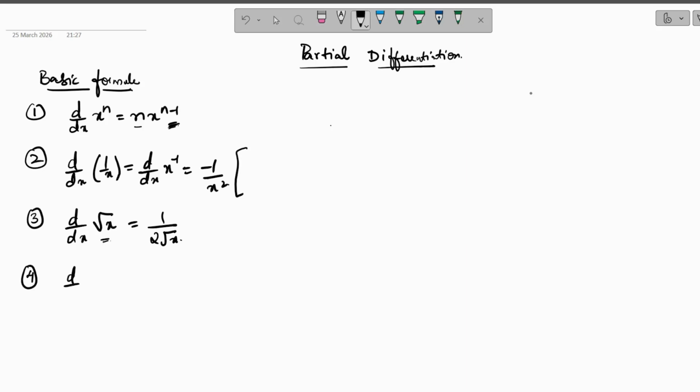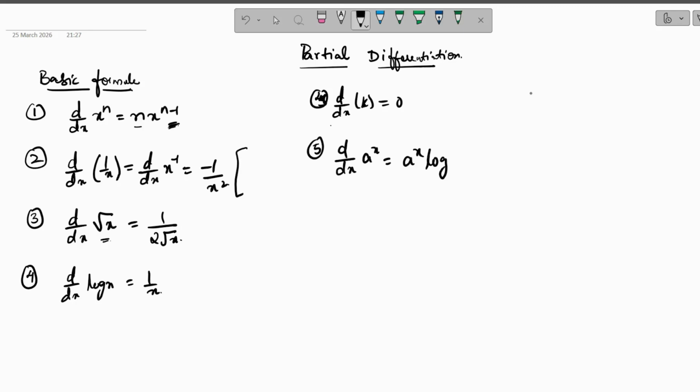So next, differentiation of log x is equals to 1 by x. Next, differentiation of the constant k is equals to 0. Differentiation of a to the power of x is equals to a to the power of x log a. Sixth one, differentiation of e to the power of x, exponential term, is equals to e to the power of x.